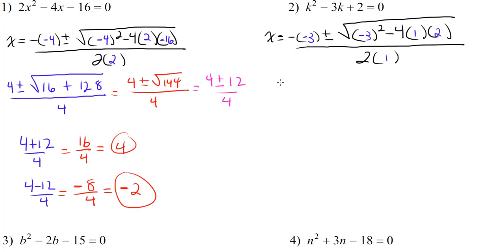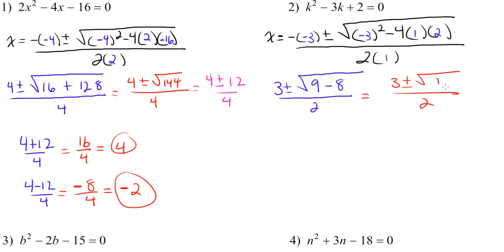So negative 3, that is positive 3 plus or minus radical. Negative 3 squared is 9. Negative 4 times 1 is negative 4 times 2 is a negative 8. And 2 times 1 is 2. 9 minus 8 is 1. So this is 3 plus or minus radical 1 over 2. Remember that 1 is a perfect square. The square root of 1 is 1. So we have 3 plus or minus 1 over 2. And these are our two expressions.